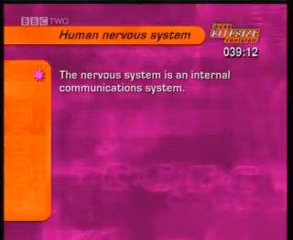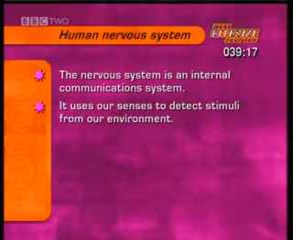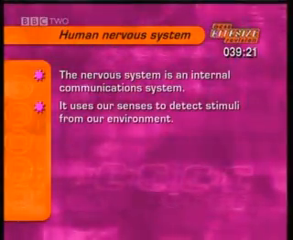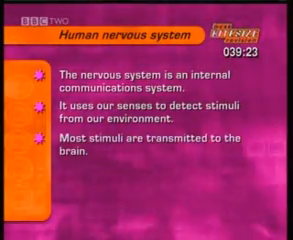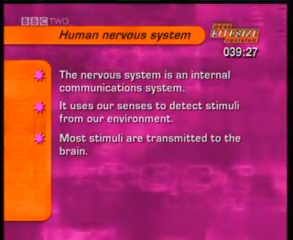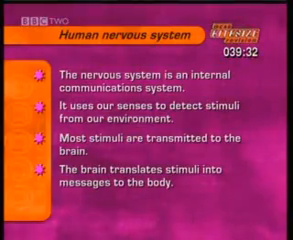The nervous system works like an internal communications system. It uses our senses to detect stimuli from our environment, such as light, heat, sound, smell, taste, or gravity. Most of these stimuli are then transmitted to the brain. In the brain, the stimuli are translated into messages to other parts of our body.